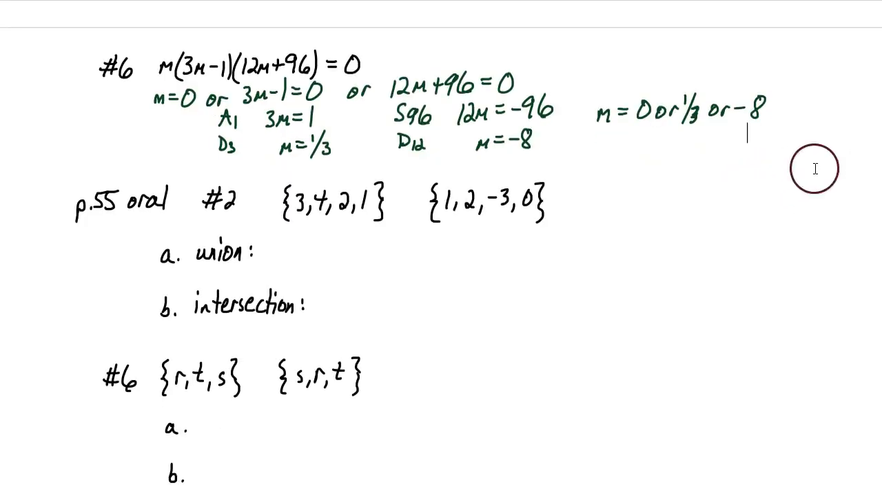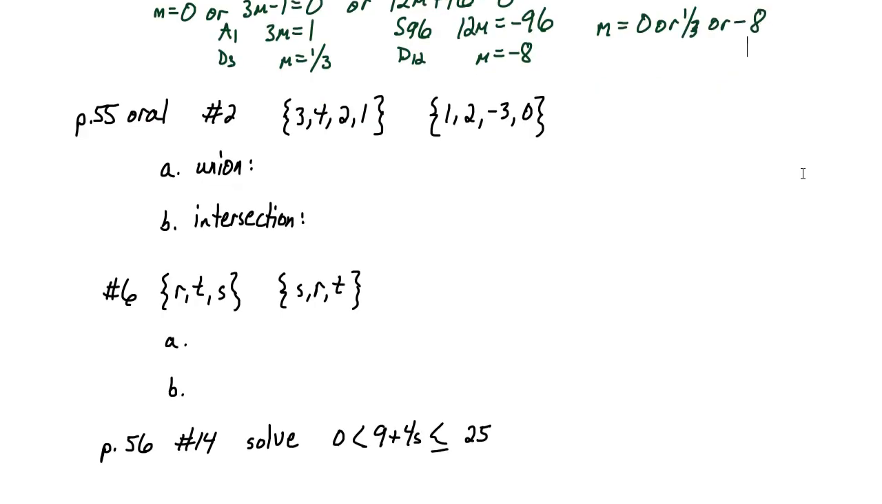Next is page 55, the oral exercises number 2. There are 2 sets of numbers given. There are 4 numbers in the first set, 4 numbers in the second set. Some of the elements are the same in both sets, but they're not all the same, so they're not equal sets. In question A, we're asked to give the union.